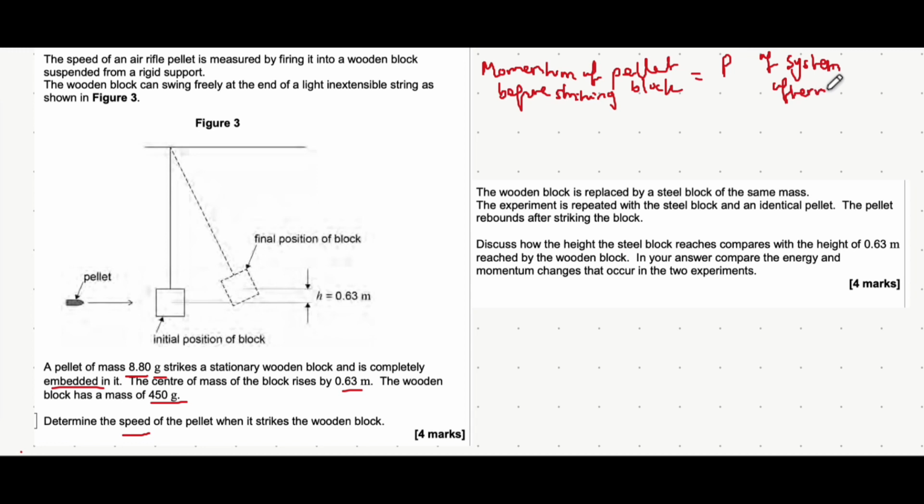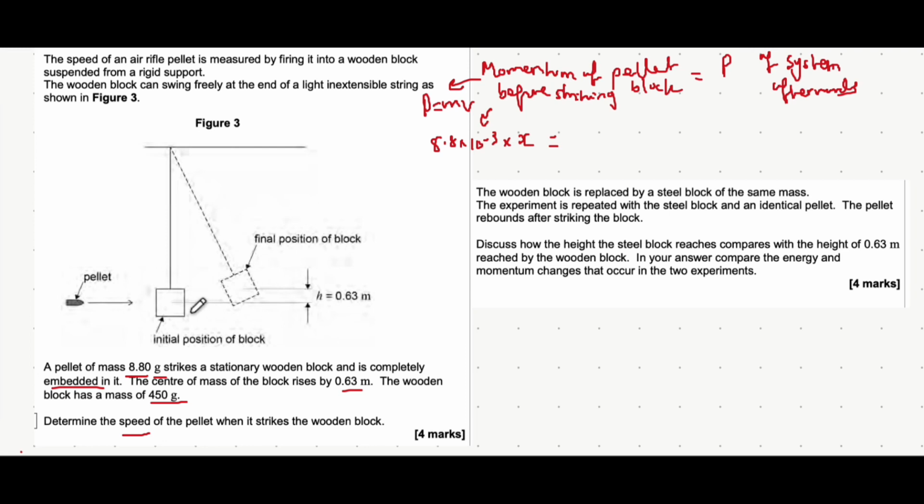Now we know the initial momentum, by the way, it's mass times velocity. We know the mass of the pellet before it strikes the block. It's 8.8 times 10 to the minus 3. We don't, however, know the speed of the pellet before it strikes the block, and that's actually what we need to find. Let's call that variable x. That's equal to the momentum of the system as it moves up.